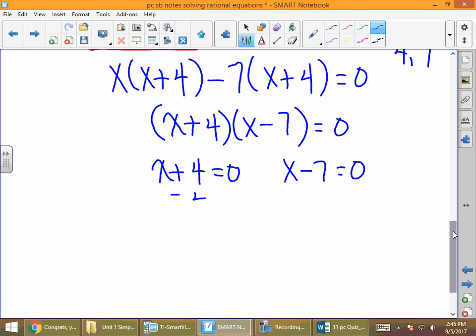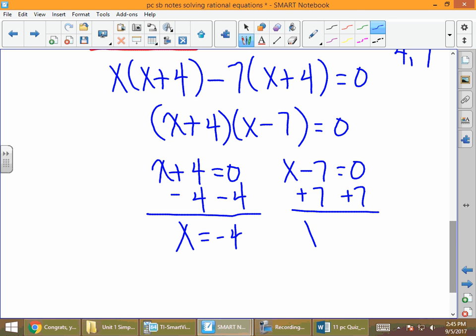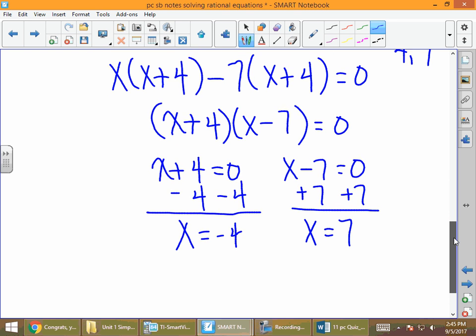And we can subtract 4 from both sides. Get x equals negative 4. We can add 7 to both sides. We get x equals 7. But lastly, we need to check and make sure that these answers are not going to give us a value of 0 in the denominator. If they give us a value of 0 in the denominator, we have an extraneous solution.